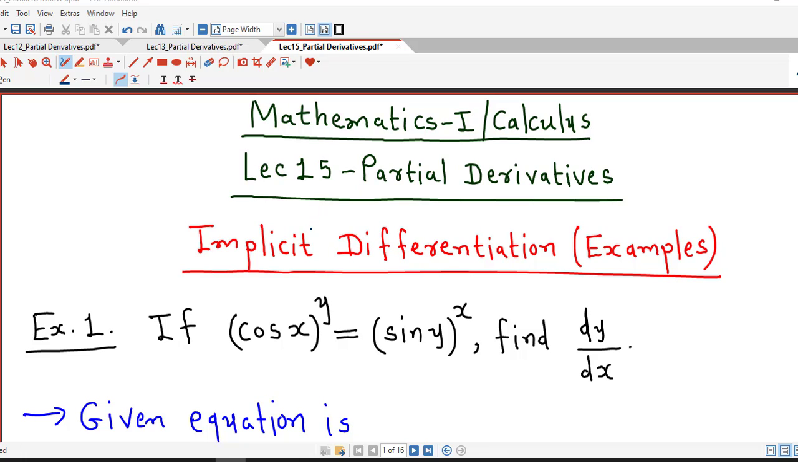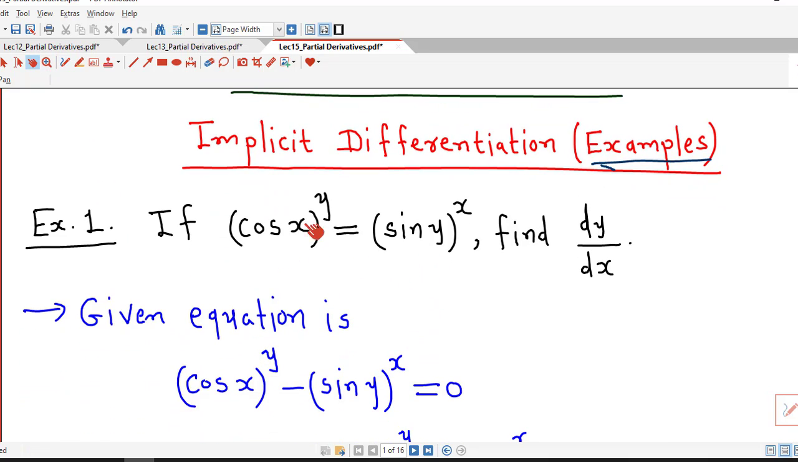In this lecture we are going to discuss some more examples on implicit differentiation for partial derivatives. So we start with example number 1. If cos x to the power y equals sin y to the power x, find dy by dx.